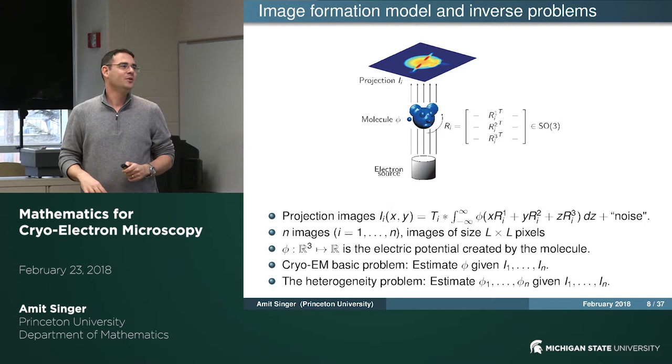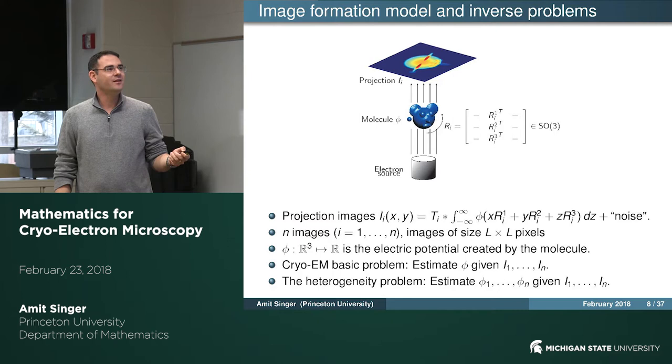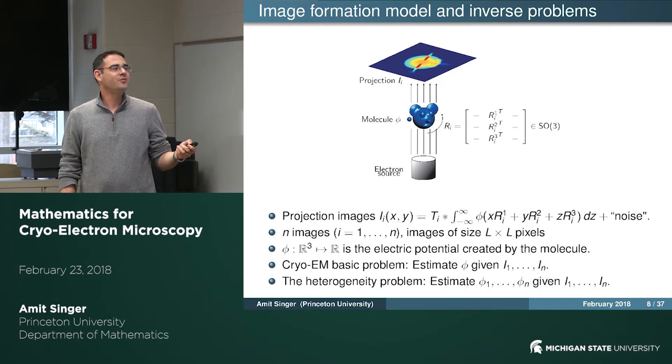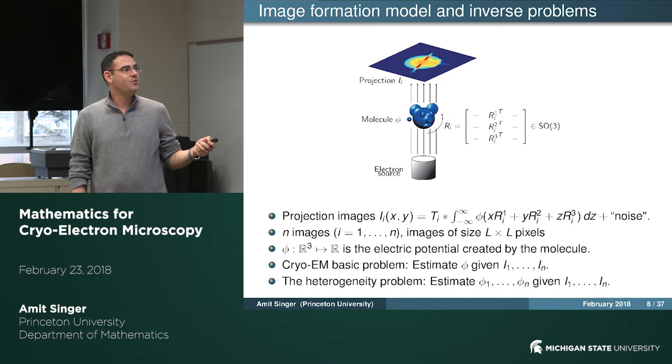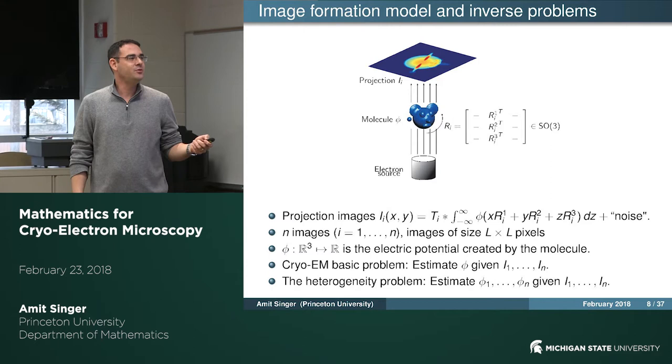But very importantly, there is also a very large noise level. Okay, so what you see here is a clean projection image, but on top of the tomographic projection, we also contaminate the images with lots of noise. So we have n such images, let's say of size L by L pixels. And the cryo-EM basic inverse problem is to try to estimate the structure phi given the n images.